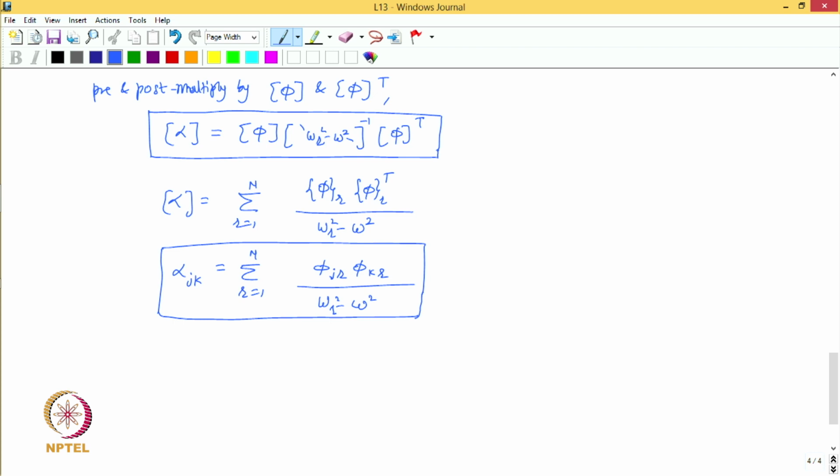And this is in fact the same relationship we derived earlier in one of the previous lectures, based on the response of the system to harmonic forces. So, this quantity, phi j r and phi k r, is often referred to as the modal constant. So, this numerator is referred to as the modal constant.